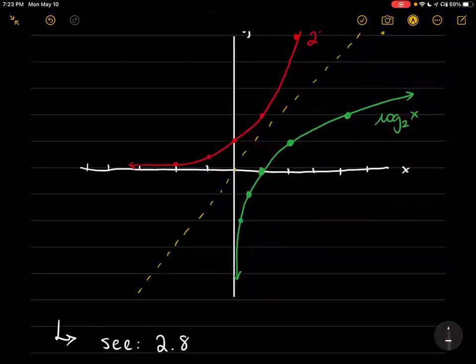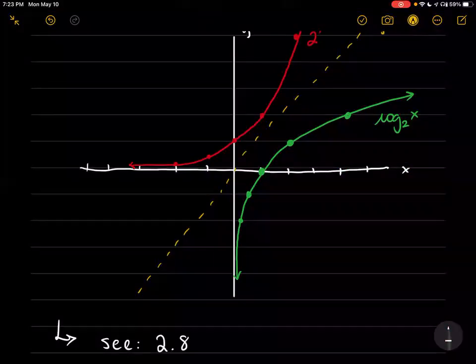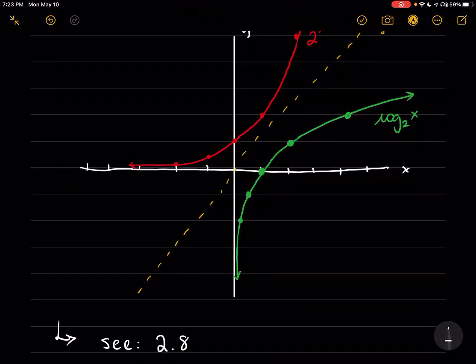All right. So those are some logarithms. We'll be working with them for the next couple sections. So I recommend you get comfy.